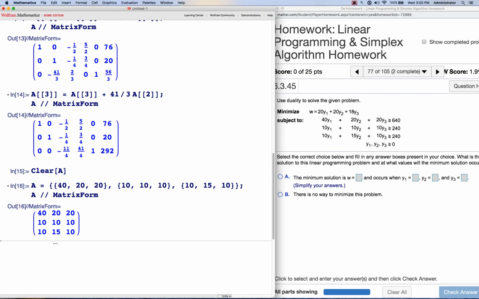Well, before I make this change permanent, I think I remember how to do that. That's okay. So A is equal to insert A. So I'm inserting a new row into matrix A, negative 640, negative 240, negative 240. And that's going to be the fourth row of my matrix.